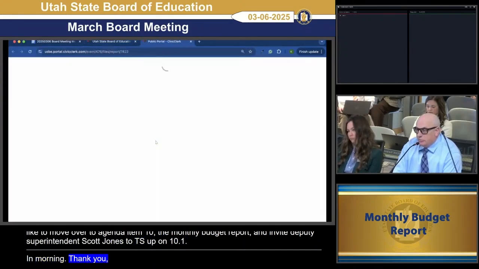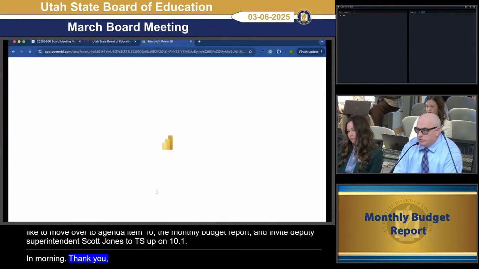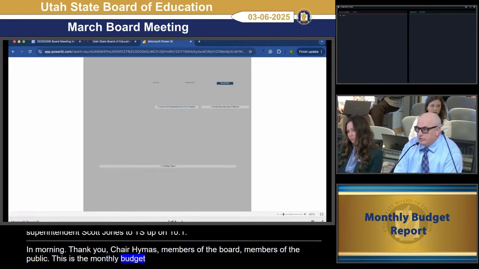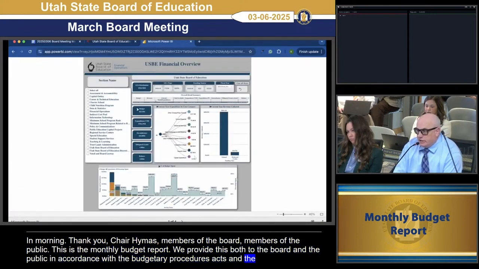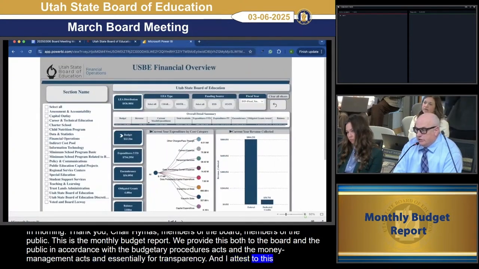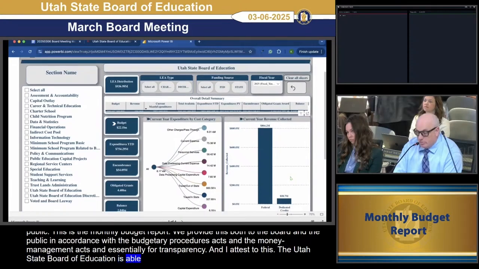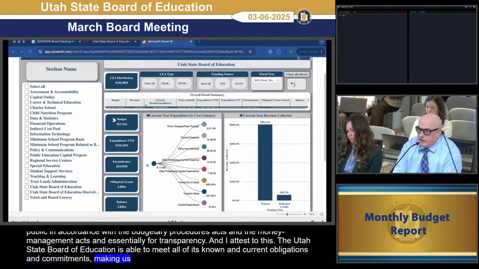We provide this both to the board and the public in accordance with the Budgetary Procedures Acts and the Money Management Acts, and just essentially for transparency that, and I attest to this, the Utah State Board of Education is able to meet all of its known and current obligations and commitments, making us fiduciarily sound. I am not aware of any other issues at this point.